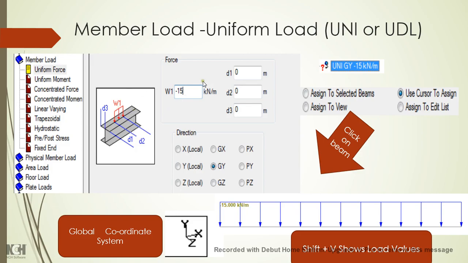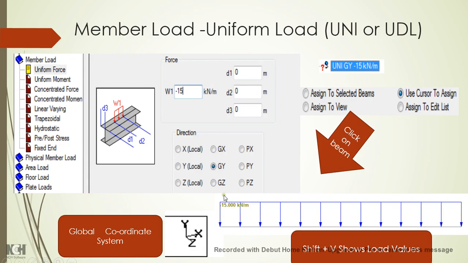Since this load will be acting in the negative direction, that is, downward, what you have to do is specify this as negative W1, that is negative 30 in GY direction. This is your global Y, this is your global X, this is your global Z. Now if you see this one, this is your Y axis, this is X axis. We are applying the load in Y direction, that too in the opposite manner. The arrow is pointing downwards.